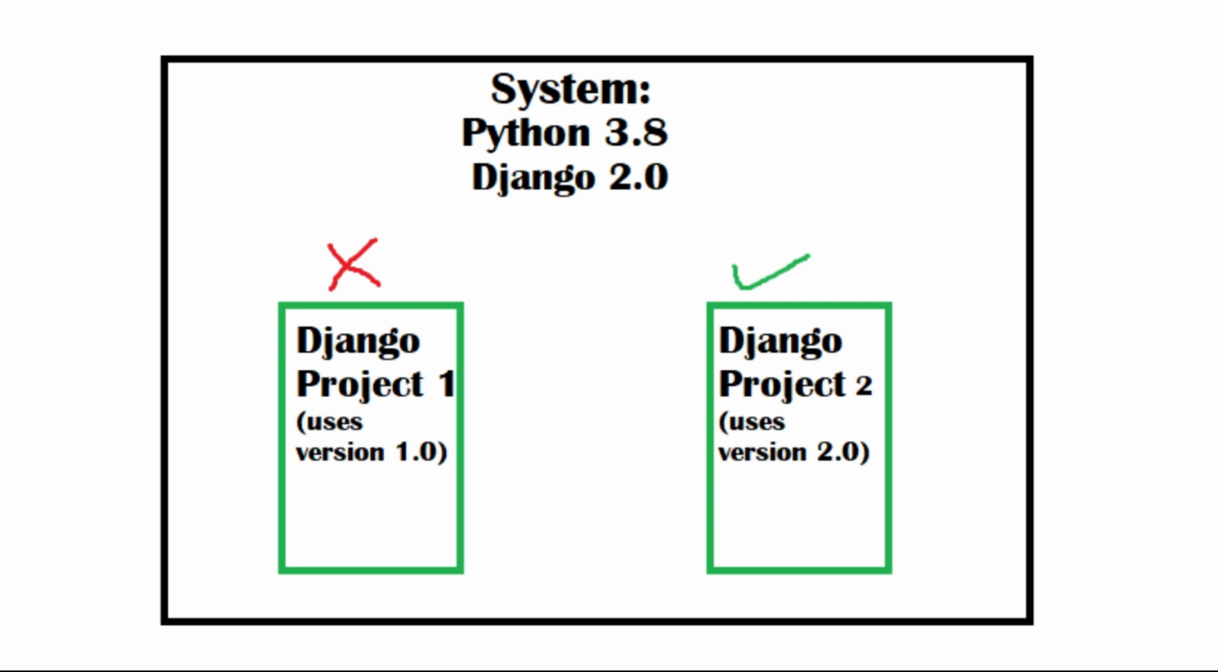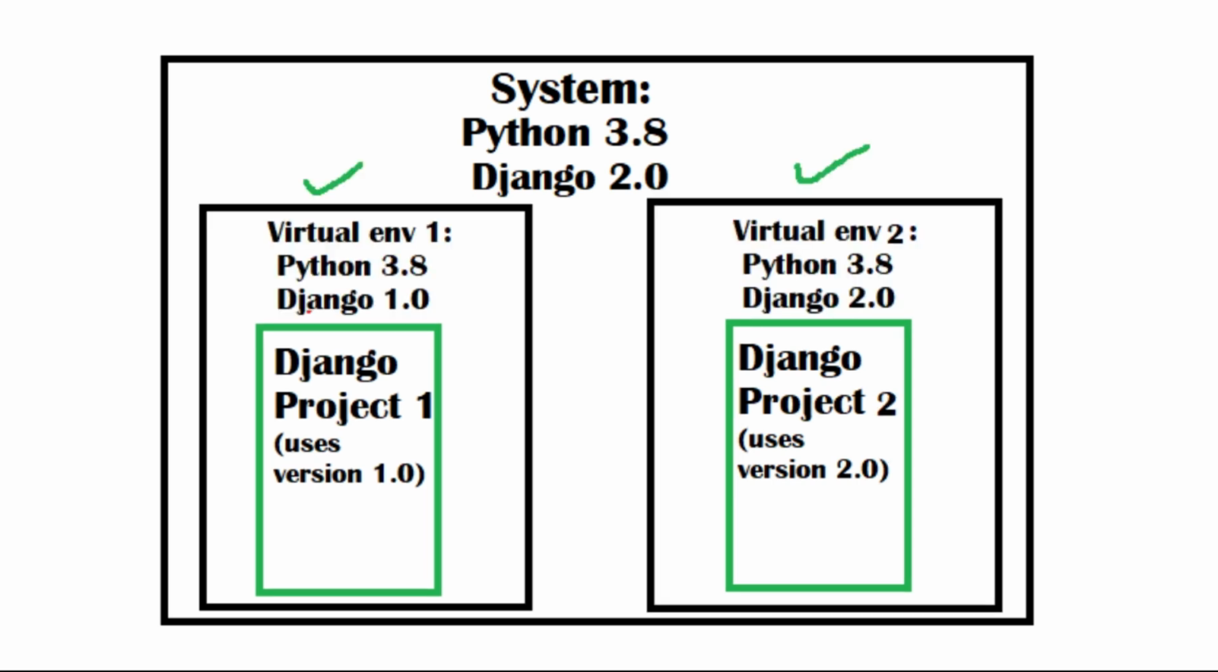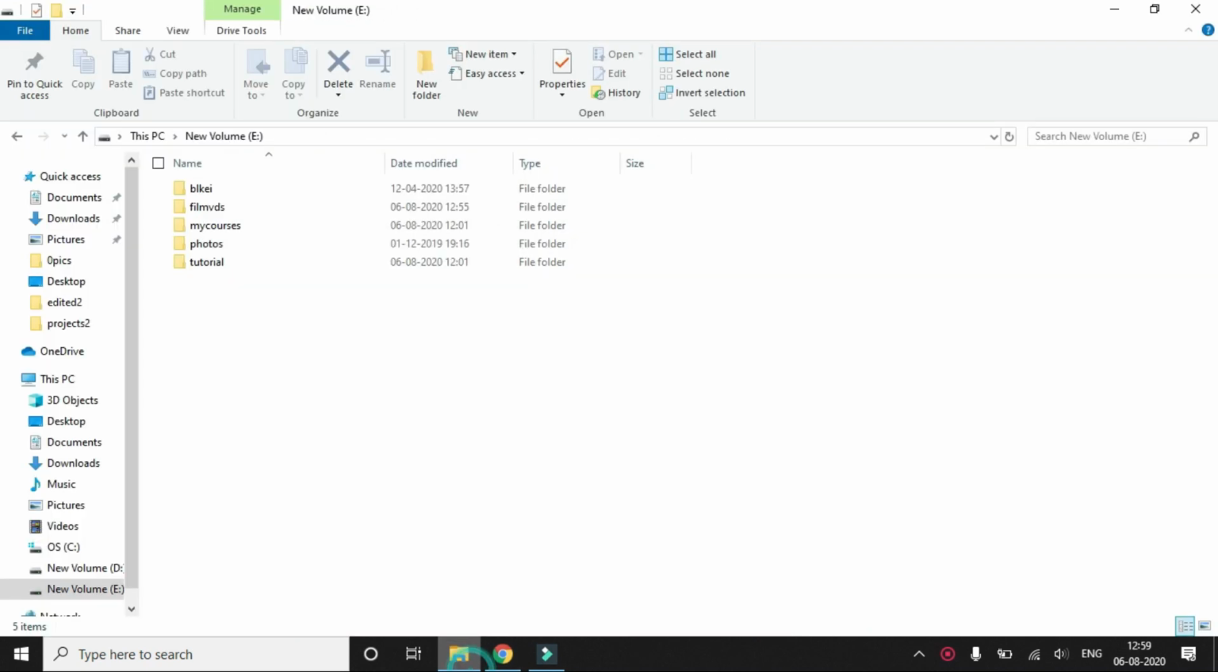To solve such problems, we can make use of something called as virtual environments. So using virtual environments, instead of installing one version of Django globally or at system level, we can install different versions to each virtual environment so that we can work on both the projects in a single machine. Now let's see how to create a virtual environment for our Django project.